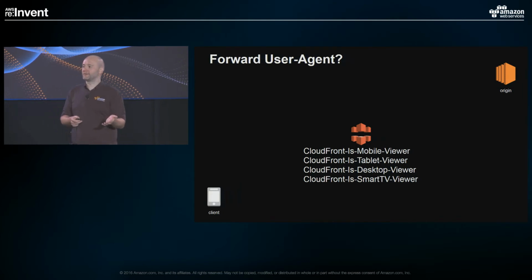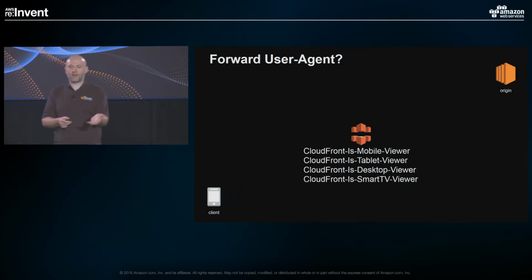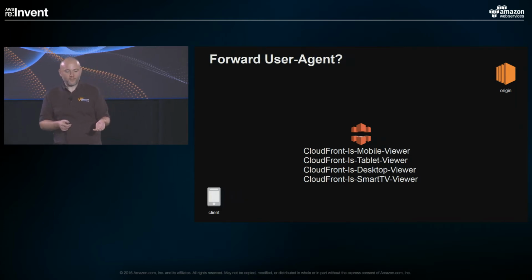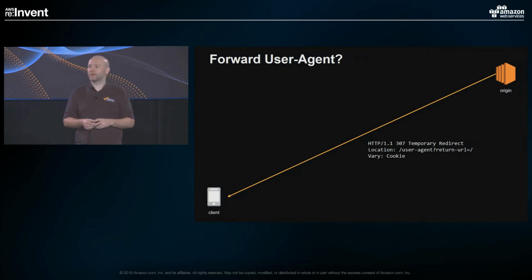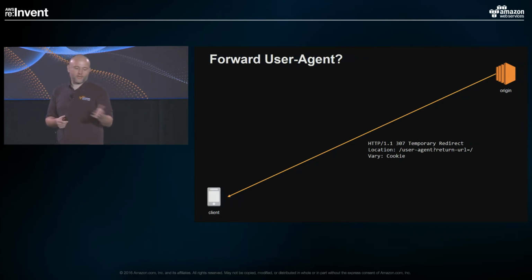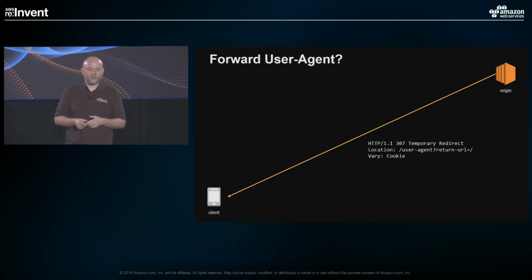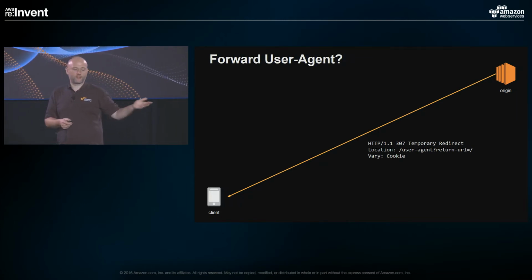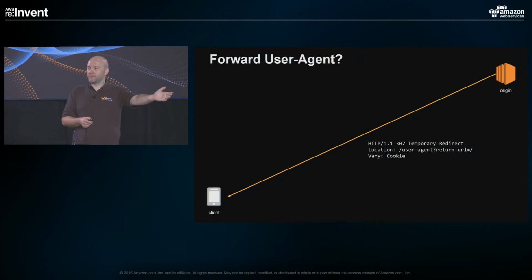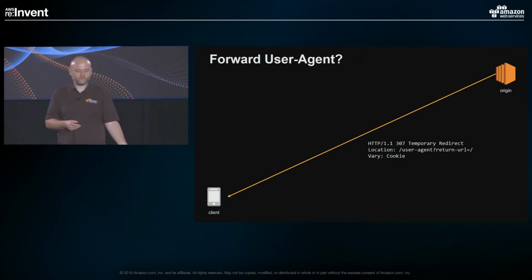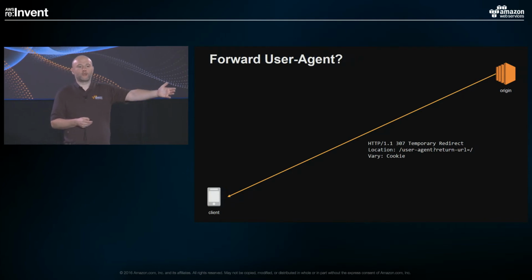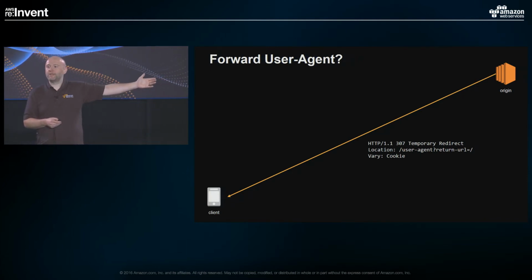But let's say I do want to know what the operating system is. We don't have an operating system header in CloudFront, so I do need to look at the user agent string. But what I can do is use a cookie. Let's say we make a request and that cookie is not set, so I don't know the operating system. I can issue a redirect to the client to go to this unique special user agent URL in my website. So I'm going to redirect the client to that user agent URL.